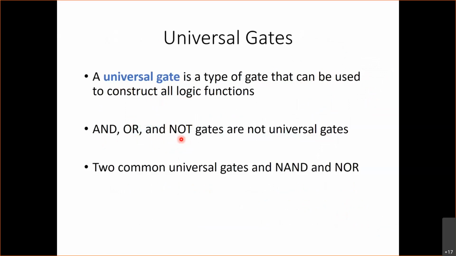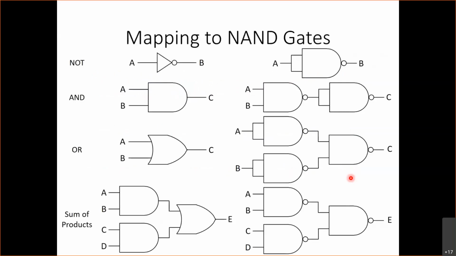On the other hand, a universal gate is a gate where this type of gate alone is sufficient to build any circuit. And we looked at NAND and NOR gates as examples of gates that can be used to express any circuit. And we saw how we can map any kind of gate to a NAND gate. So a NOT gate can be represented as a NAND gate, an AND gate can be represented as NAND gates, and an OR gate can be represented with NAND gates.